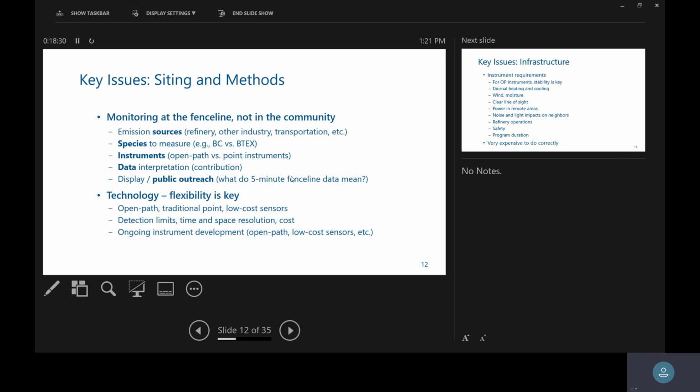So community monitors are useful, and I would say imperative, to really assess the entire impact from the facility to the community. And many of our programs do have that, but in my opinion, when you say fence line, it should be more of a facility monitoring, fence line and downwind.